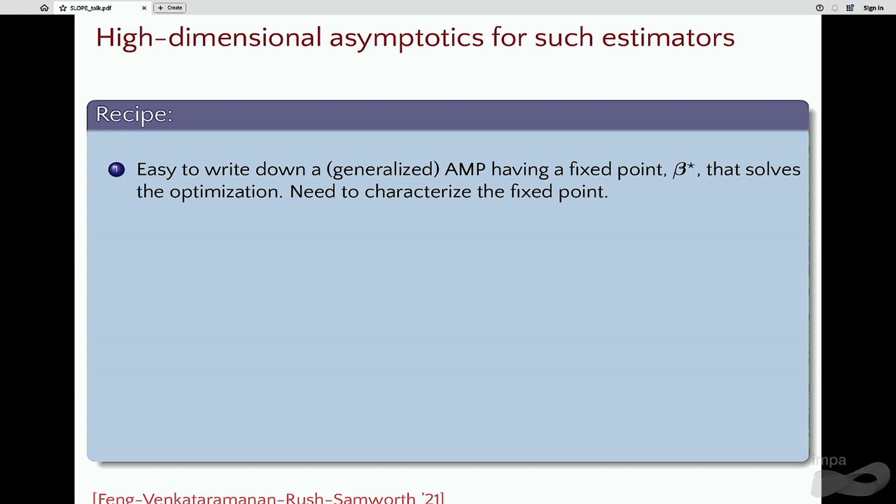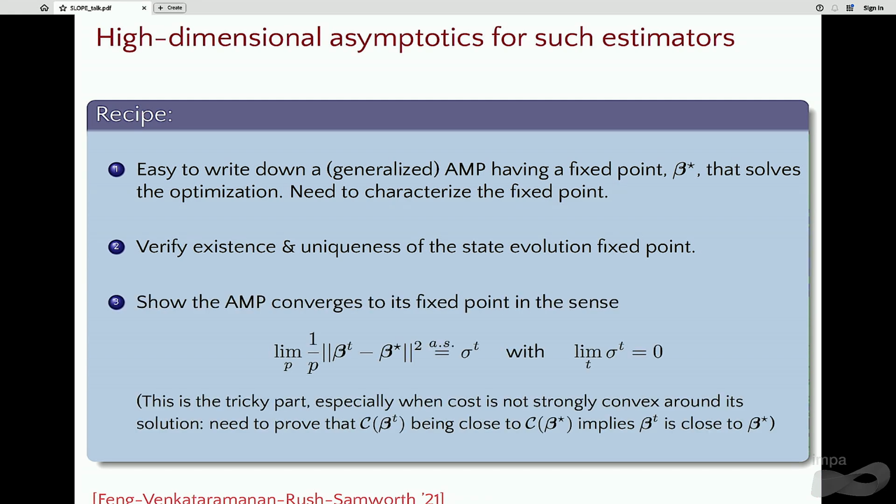Okay. So if you want to use this approach, you need to characterize the fixed point. Associated with the AMP algorithm, there's a state evolution that describes the dynamics of the algorithm, so it describes the performance of the algorithm. You would also need to study the fixed point properties. And then you need to show that the AMP converges to its fixed point. This is the hard step, showing that the AMP will actually converge to its fixed point, especially if the cost function is not strongly convex.